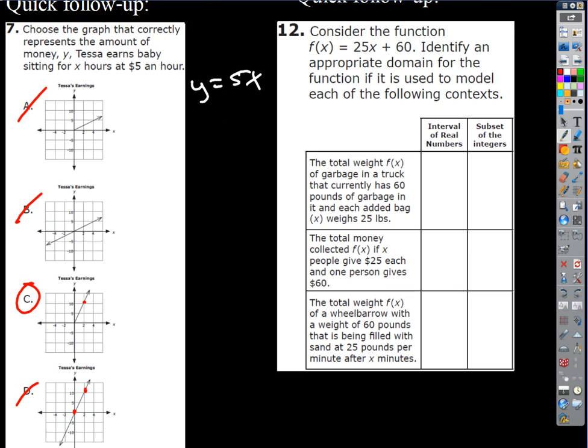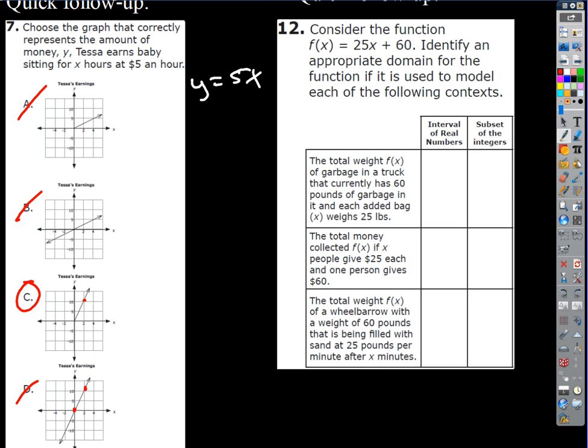Okay, what about this one? Another one over here, real quick. So this is just a thinking one again. Consider the function f of x equals 25x plus 60. Identify an appropriate domain for the function if the function is used to model each of these following situations. So what about the first one? The total weight f of x of the garbage in a truck that currently has 60 pounds of garbage in it, and each added bag weighs 25 pounds.